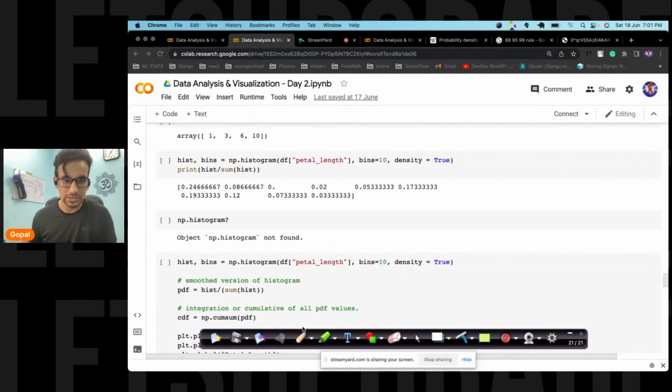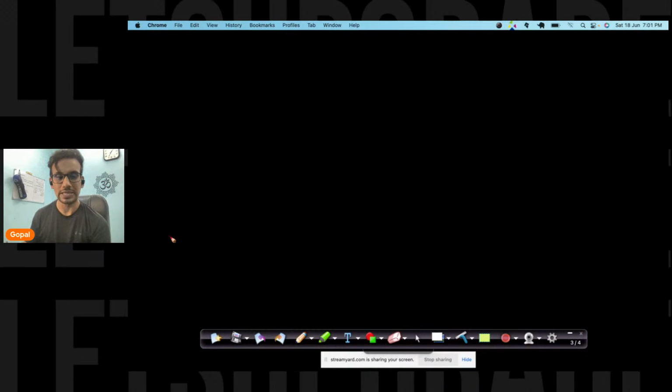Okay, and now your histogram is this. Your hist and bins is np.histogram of df petal length, and I'm just taking those values here. I'm printing out my histogram and the sum of it. Firstly, I would like to tell you what exactly your cumulative distribution function is all about.